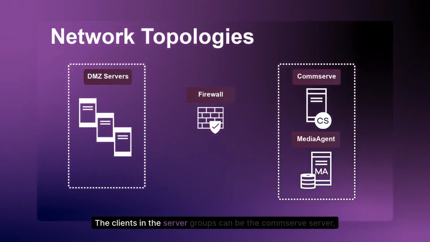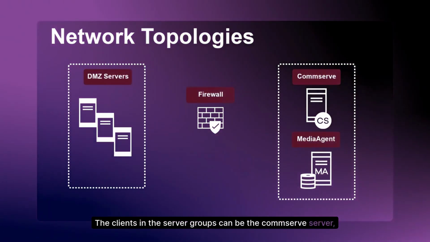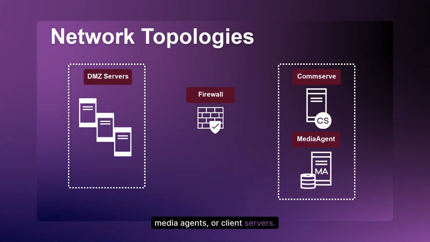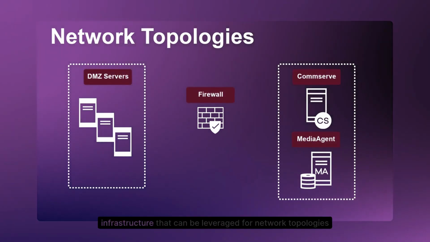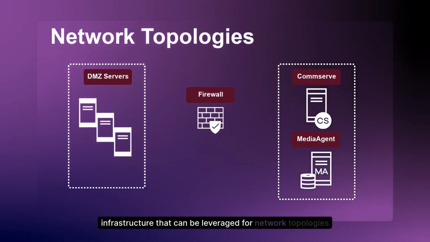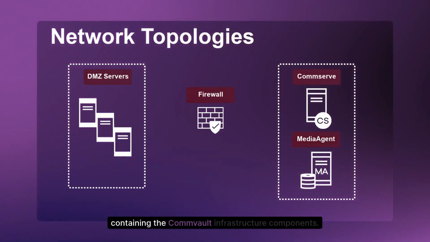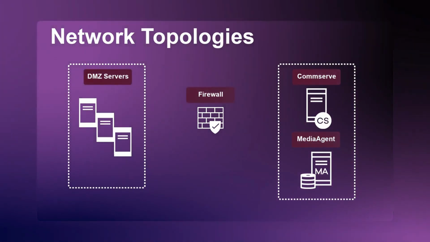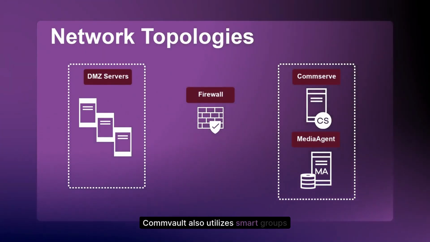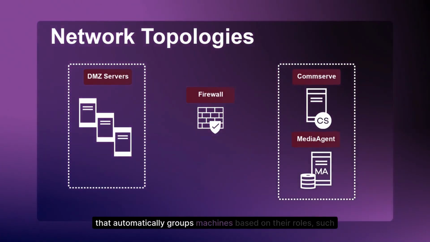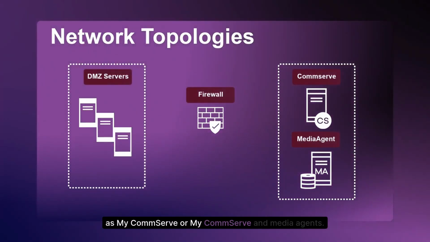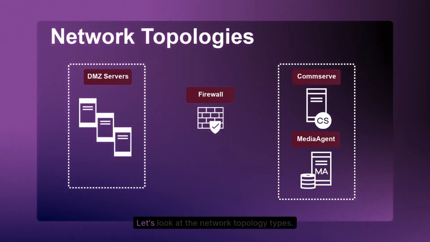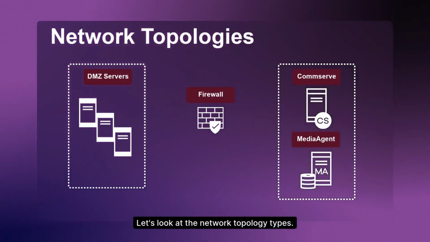The clients in the server groups can be the CommServe server, media agents, or client servers. By default, there is a system-created computer group called infrastructure that can be leveraged for network topologies containing the Commvault infrastructure components. Commvault also utilizes smart groups that automatically group machines based on their roles, such as myCommServe or myCommServe and media agents. Let's look at the network topology types.